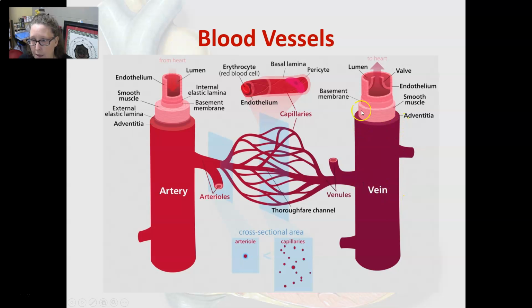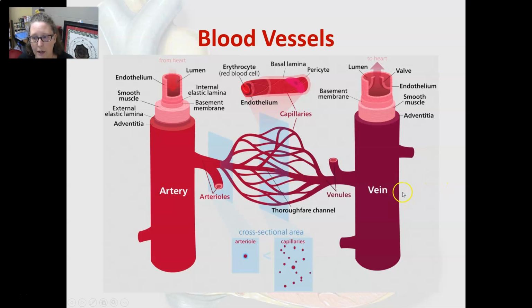The veins have the same outer layer called the adventitia. They also have smooth muscle, but a lot less than the arteries. They have a basement membrane, just like the arteries, and they have an endothelium, just like the arteries, except that the veins have valves to keep the blood flowing one way and to counter gravity as the blood is being returned back up to the heart. The lumen of the veins is much, much wider than that of the arteries, so the veins actually hold a lot more blood than the arteries do.